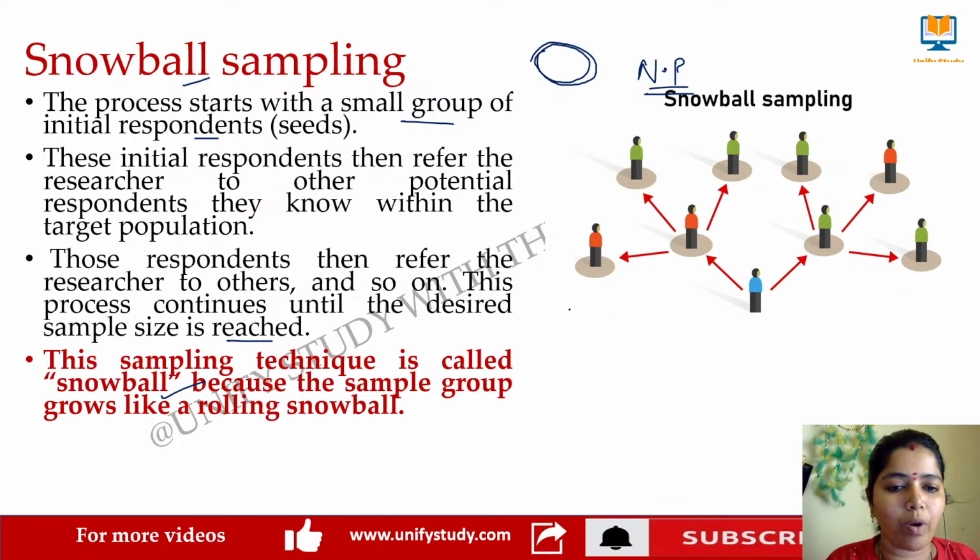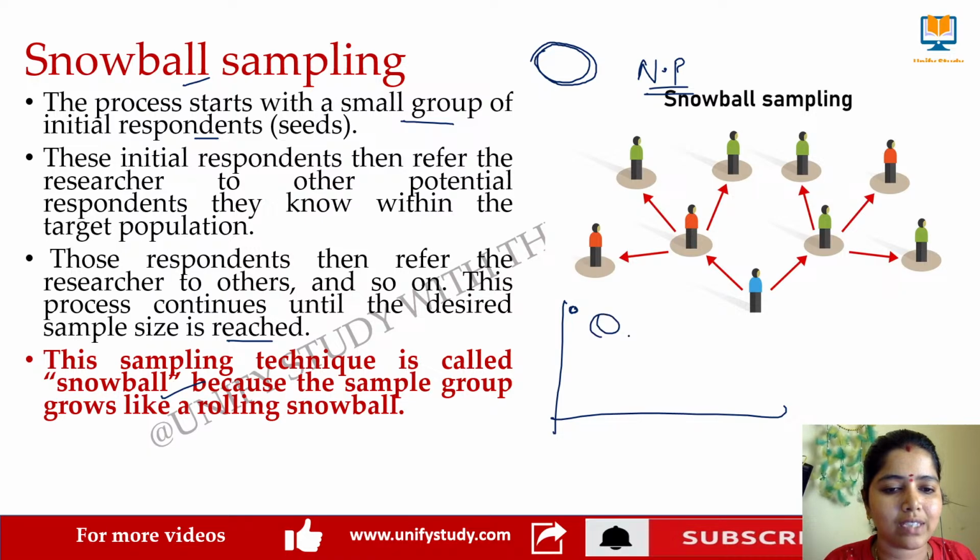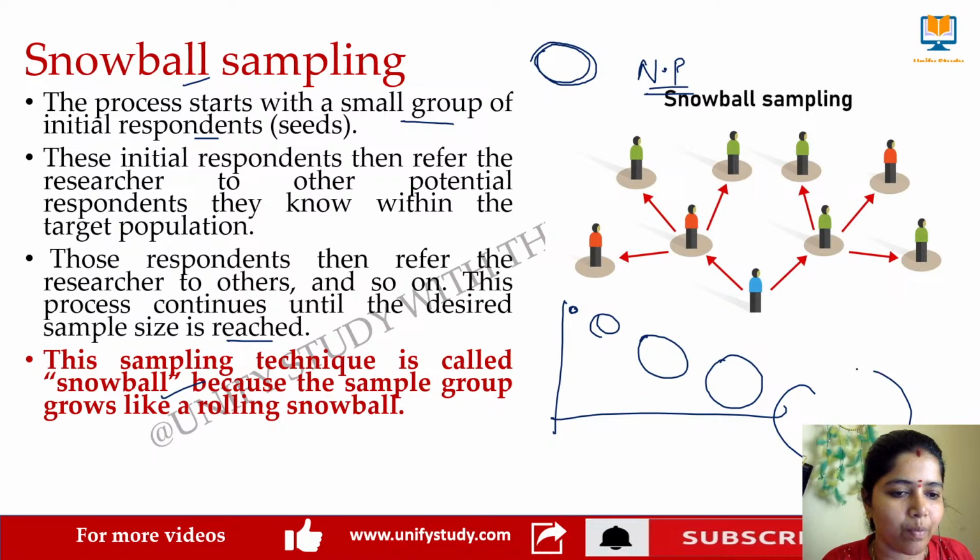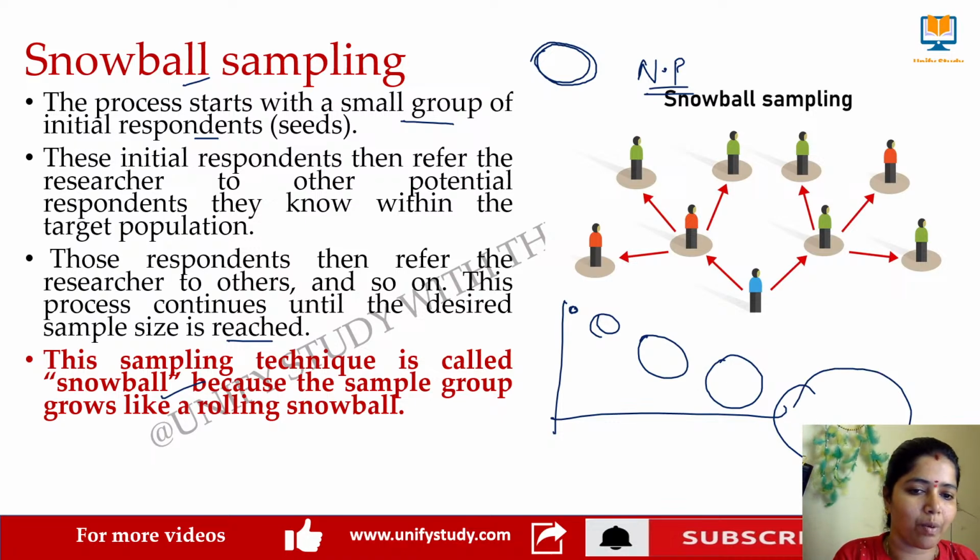Next, snowball we have seen, right? On a mountain there will be a small snowball, and as it rolls down it becomes a big one. It represents a large population. Why? Because it is given to one person, and he will refer a few people, who will refer a few more. So the sample size gets increased, and that we call snowball sampling.